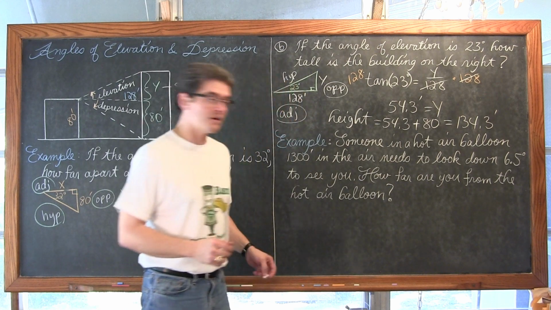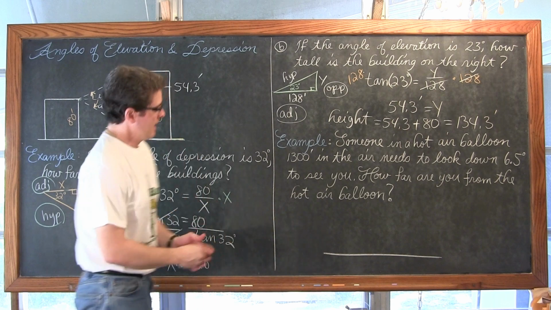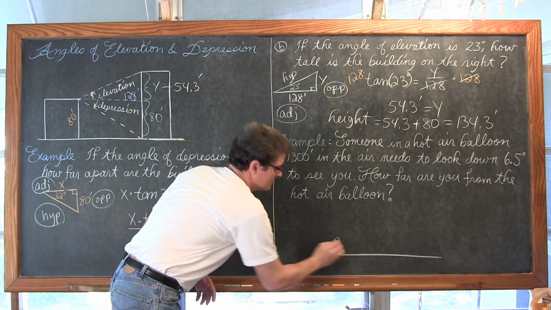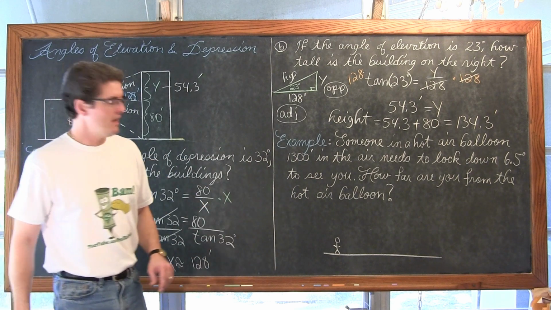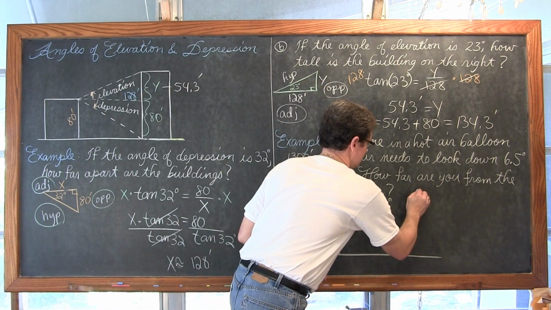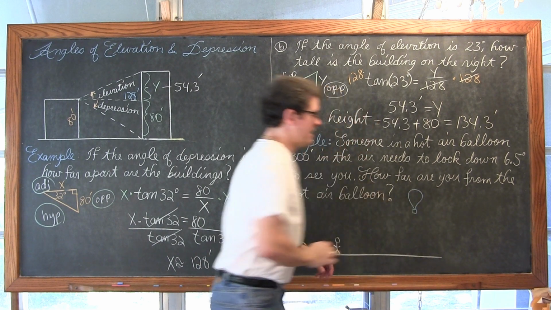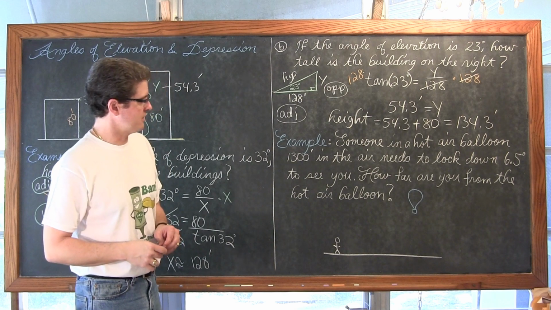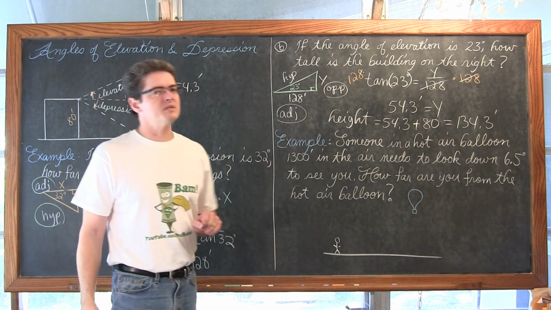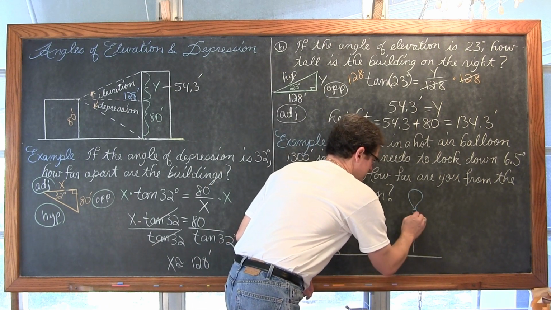So I think it's pretty obvious. We have some ground. Ta-da! And you're down here, chilling, kind of skinny. And there's a hot air balloon. Little basket, not very well drawn, but good enough. And that hot air balloon, you are told, is 1,300 feet in the air.